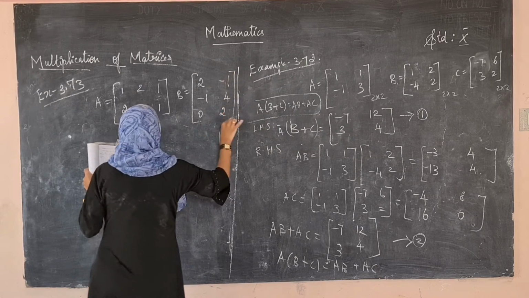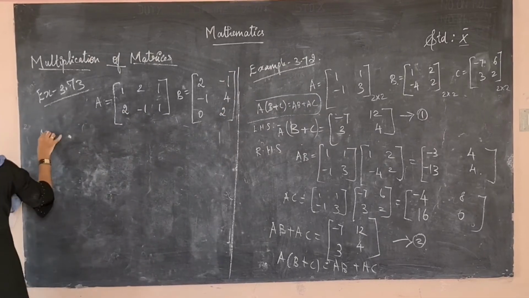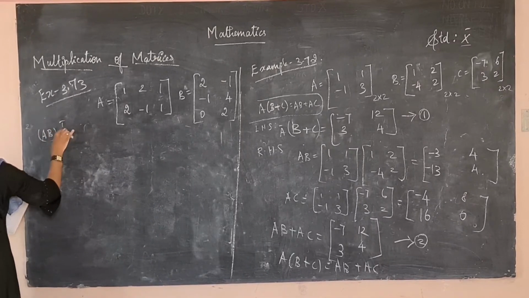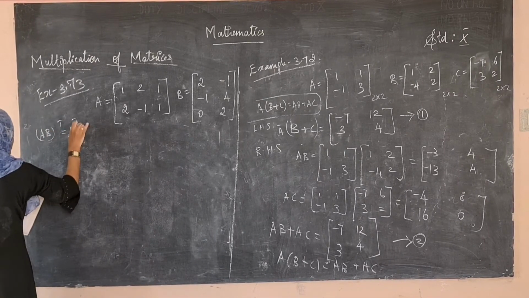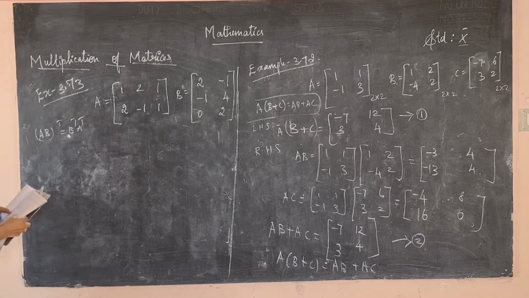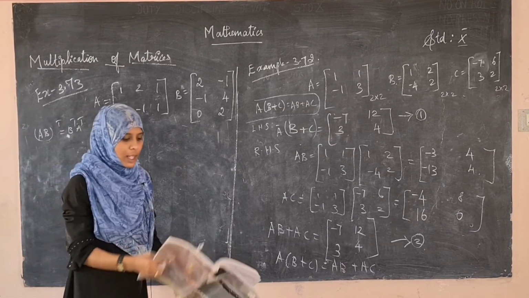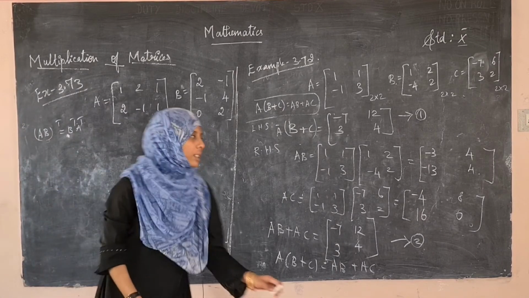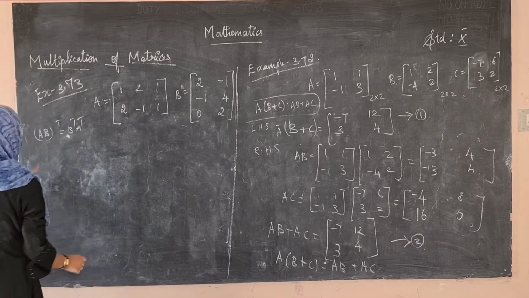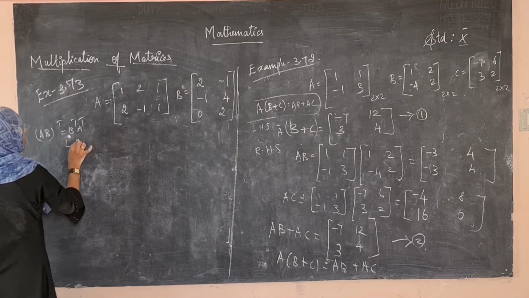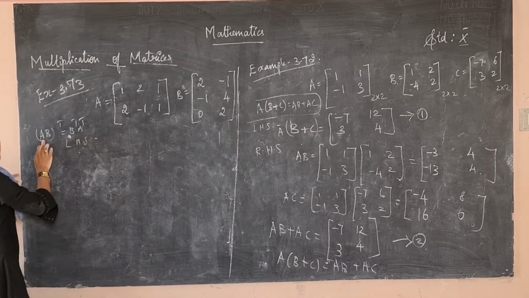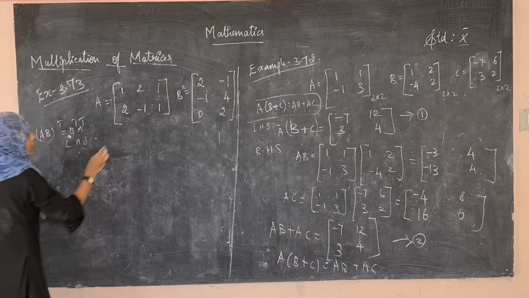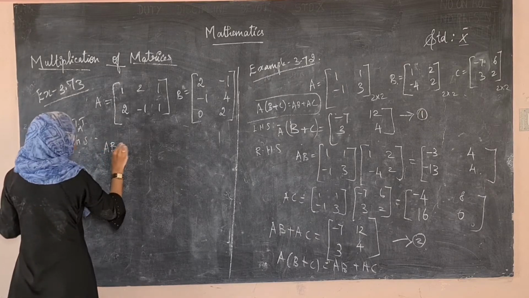What you have to prove? You have to prove AB the whole transpose is equal to B transpose into A transpose. Okay, we know transpose, how to find transpose we have seen in the last class. Okay, see, before that let us take LHS. For LHS what we have to do? We have to first find AB, A into B.